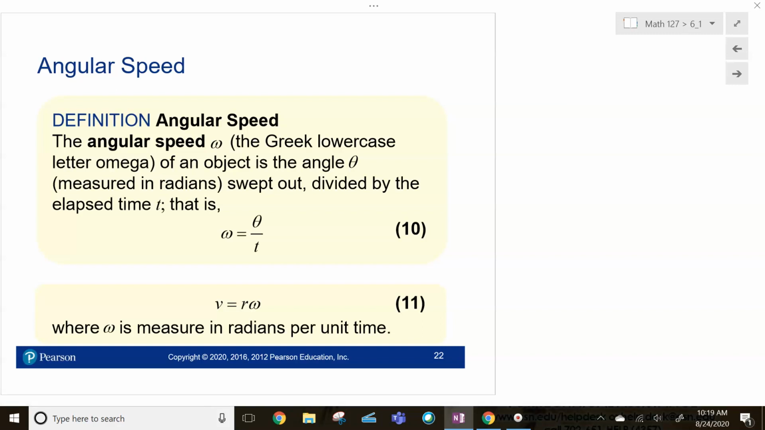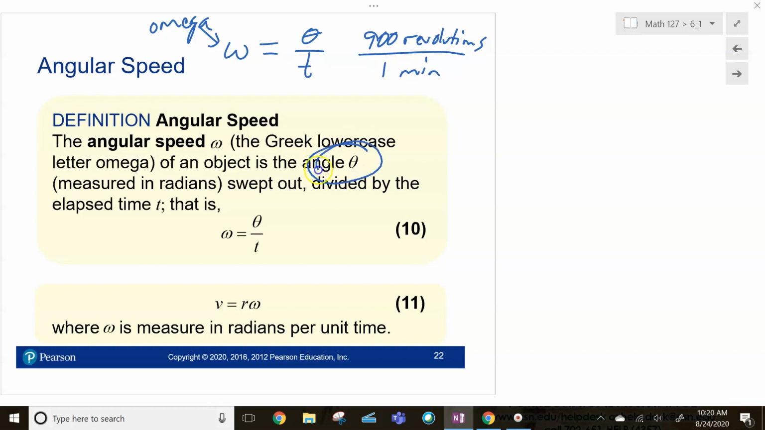Okay, so a lot of the time with angular speed, you might think of the turning rate of an engine. So if an engine's idling at 900, and by the way, this is omega, this is lowercase omega. So theta, how much is swept out for time t? So let's say you have 900 RPM, revolutions per minute. Okay, that right now is an angular speed.